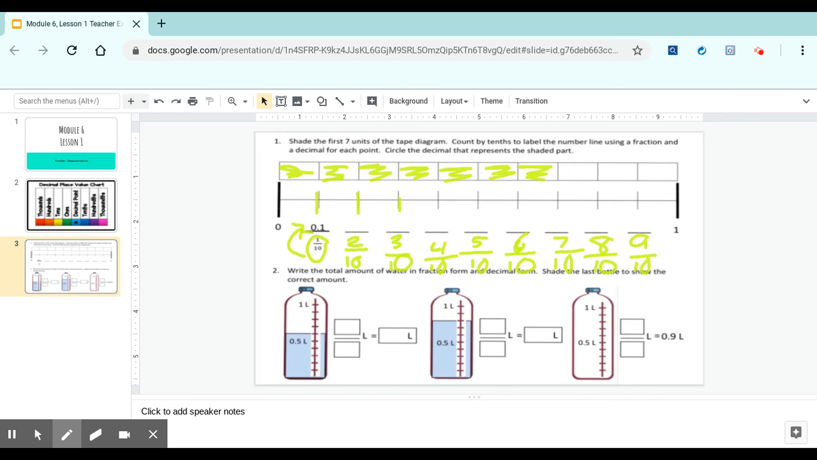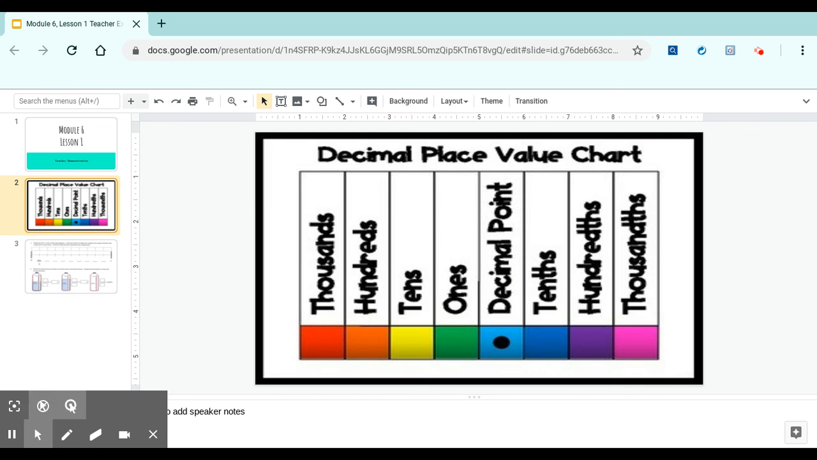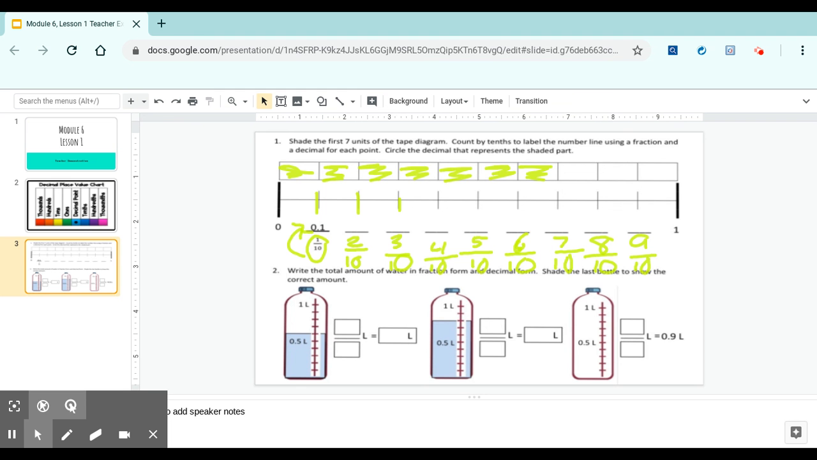So if we look at the decimal place value chart, we know that the tenths place is right next to the decimal point, the first place after the decimal point. So we go back here, that's why it's 0 and 1/10. The 1 would go in the tenths place. So for 2/10, it's 0 wholes and the decimal point, 2 in the tenths place to represent 2/10.